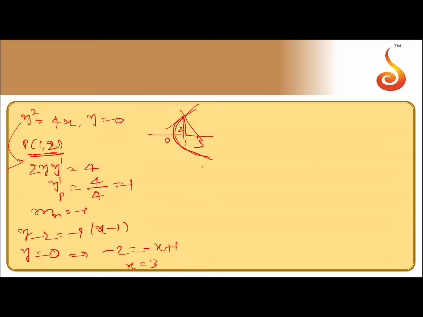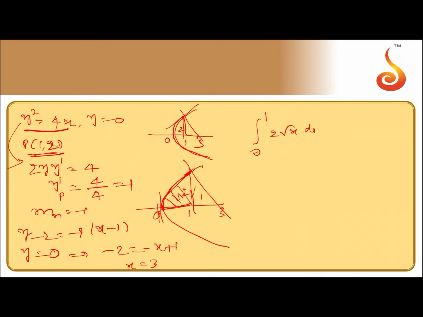Therefore, let me write down this parabola clearly. This is the parabola and this is the point and the normal is drawn, and therefore this is 3 and this is 1. Of course, this length, the height, is equal to 2. This is the area of the triangle. You calculate this area and this one you have to calculate. So this area is between x equals 0 to x equals 1, starting from 0 to 1. So the integral from 0 to 1 of the area under the curve y square equals 4x, meaning 2 root x dx.